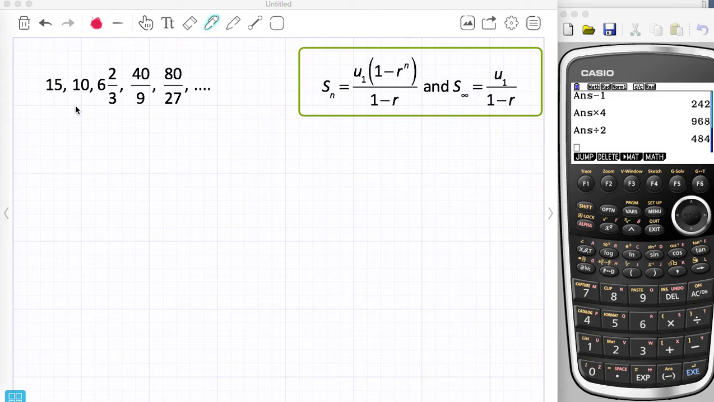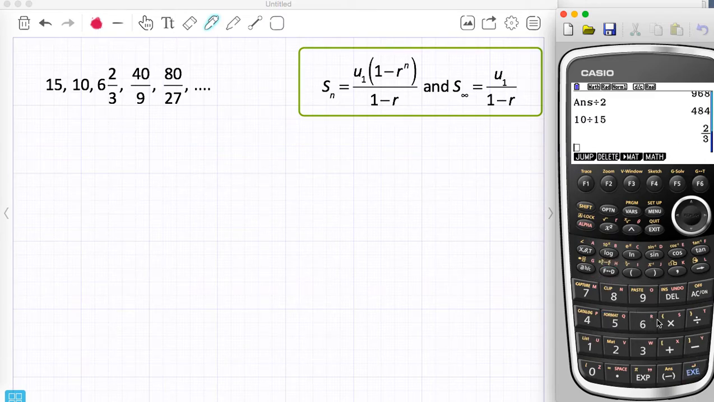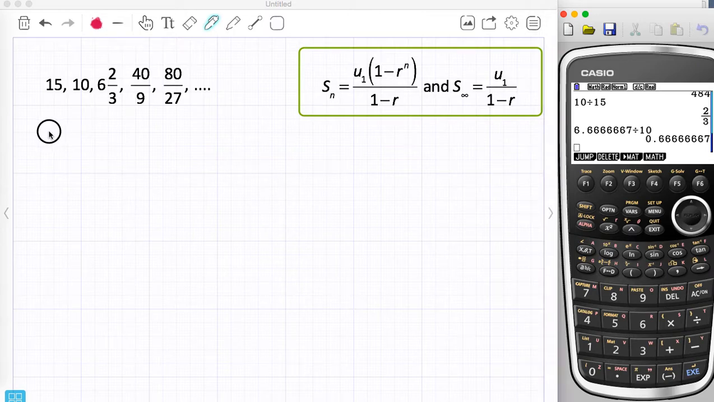Because if I take 15, you times it by something, you get 10. So we can do 10 divided by 15, and we get 2/3. We could take 6 2/3 and divide it by 10, so 6.6666667 divided by 10, and you can see we're getting the same 2/3. So what am I multiplying by each time? I'm multiplying by r equals 2/3. That's the common ratio. I can see my u1 is 15.